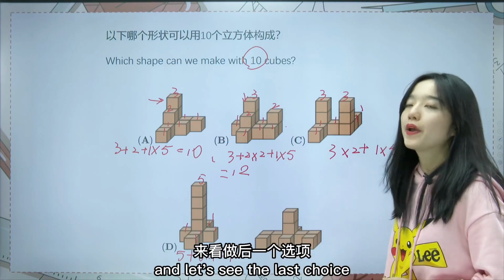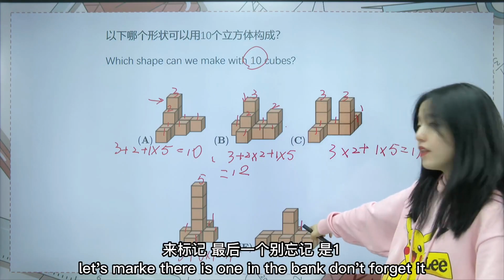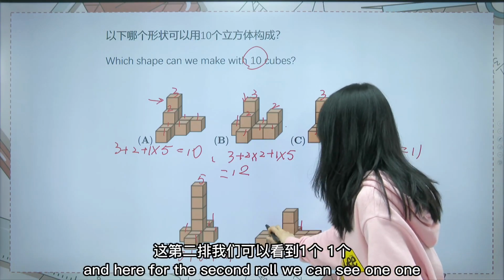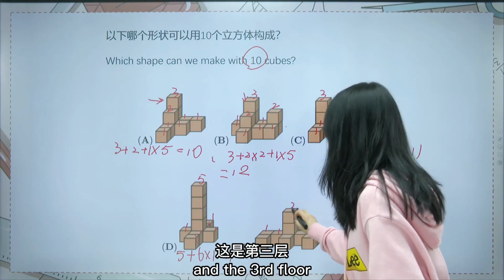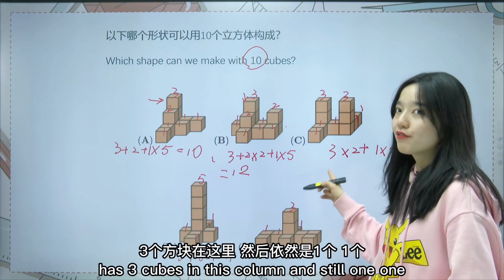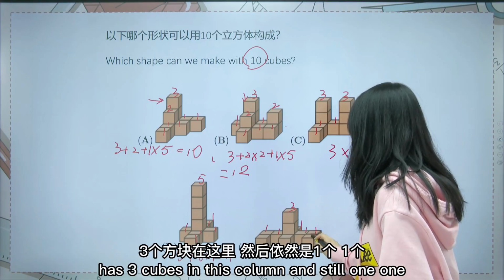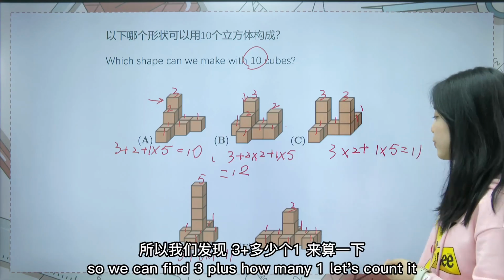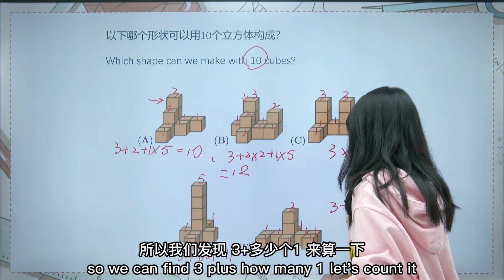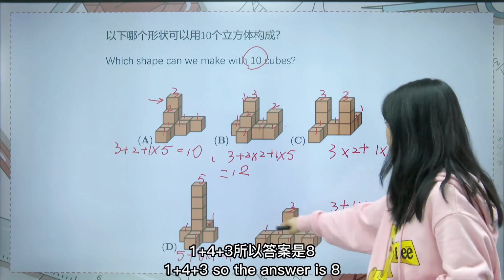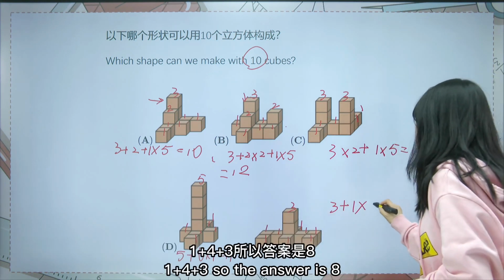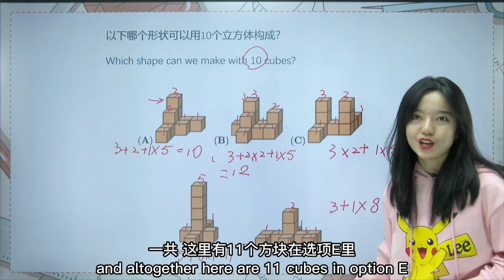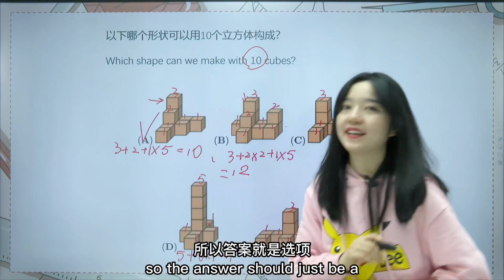And let's see the last choice. Let's mark it. There is 1 in the back, don't forget it. And here for the second row we can see 1 1 and the 3rd floor, so it should have 3 cubes in this column, and it's still 1 1. Okay, the remaining column only has 1 cube, so we can find 1 3 plus how many 1s? Let's count it. 1 plus 4 plus 3, so the answer is 8. And altogether, there are 11 cubes in option E, so the answer should just be A.